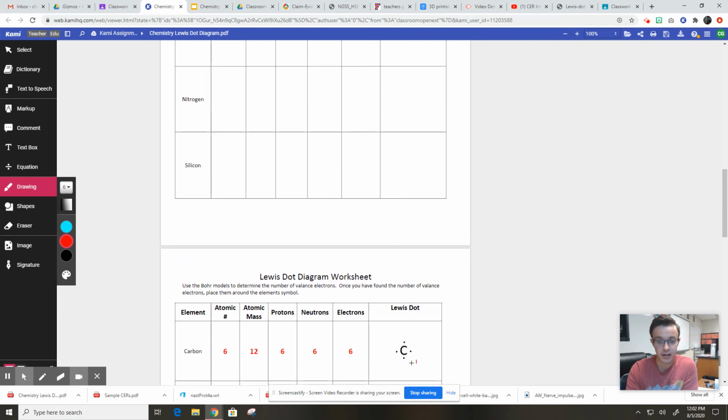So if you drew carbon, and you think you did it right, but you're really not sure, just scroll down and take a look. Again, today is not quizzing you on chemistry. It's just getting you to use Kami. So I'm okay with you having that answer key today.